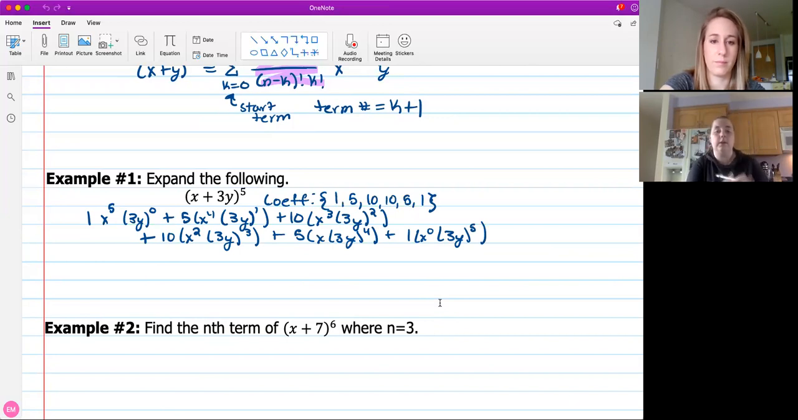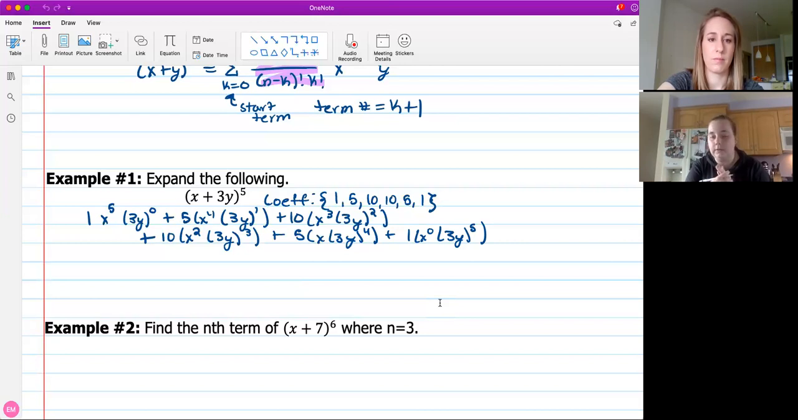So that is our expansion. We haven't simplified it yet, but remember our first term, or our first part of that binomial, the exponents are counting down by 1 until we get to 0. For that second term in our binomial, the exponents are counting up by 1 from 0 to 5, which is the exponent that we have on our binomial. So now we just have to go through and simplify it.